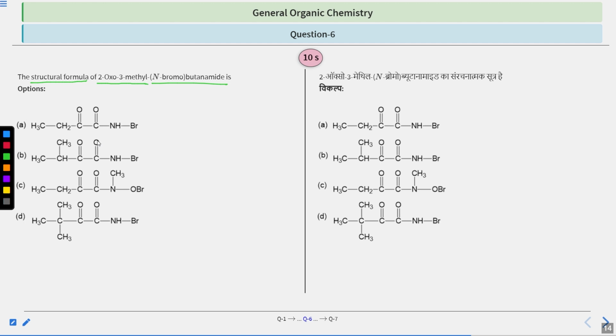Options are, you can see the first structure, CH3CH2COCONHBr; CH3CH(CH3)COCONHBr; CH3CH2COCON(CH3)OBr; and CH3C(CH3)2COCONHBr. You have 10 seconds to solve this question. After that, we will see the answer.